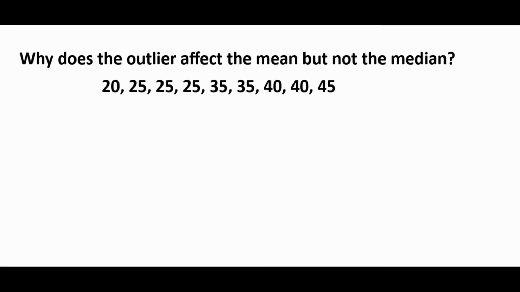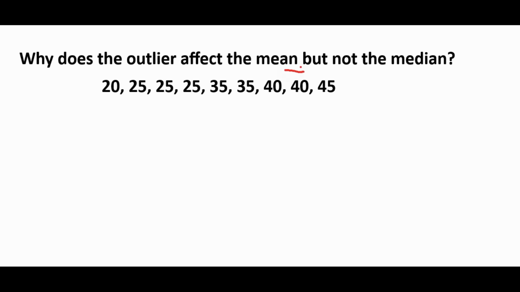All right, for this example, we're going to be talking about how an outlier affects the mean but not the median. So first thing we need to understand is what is the median and what is the mean. This is the same data that we had in the previous example, and let's talk about the mean first.